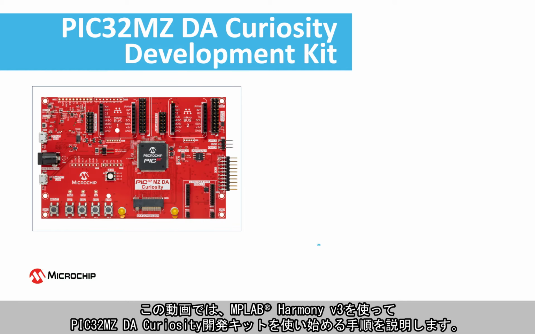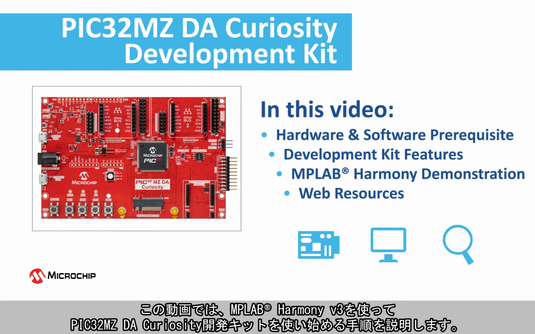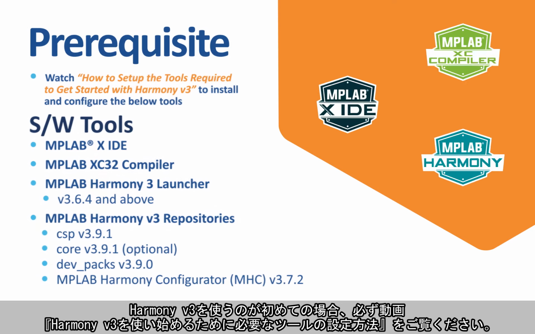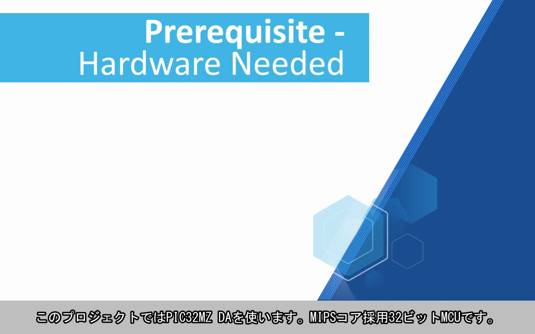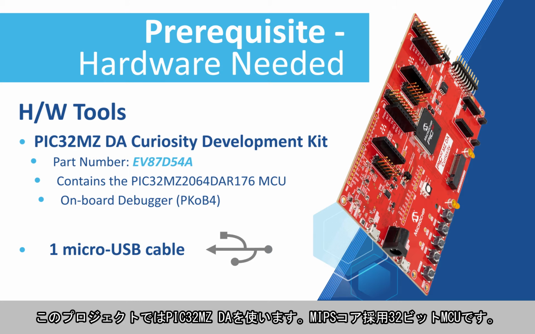In this video, we will show you how to get started with the PIC32MZ DA Curiosity Development Kit using MPLAB Harmony version 3. If you are new to Harmony version 3, be sure to watch our video, How to Set Up the Tools Required to Get Started with Harmony version 3. This project is based on the PIC32MZ DA, our MIPS core 32-bit microcontroller.